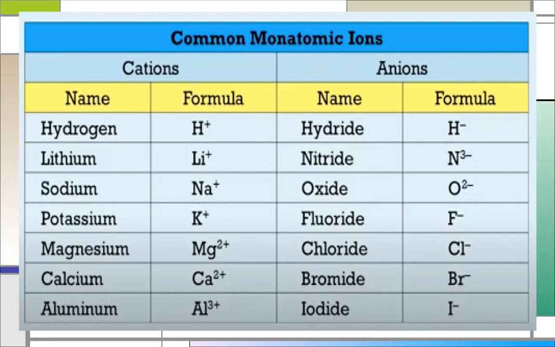How about the anions? Remember, I was talking about the cations or the positive ions. When we say anions or negative ions, we have the hydride, H negative; nitride, N3 negative; oxide, O2 negative; fluoride, F negative; chloride, Cl negative; bromide, Br negative; and iodide, I negative.